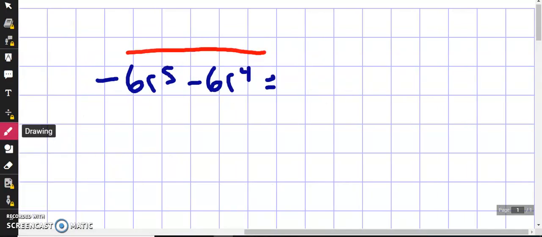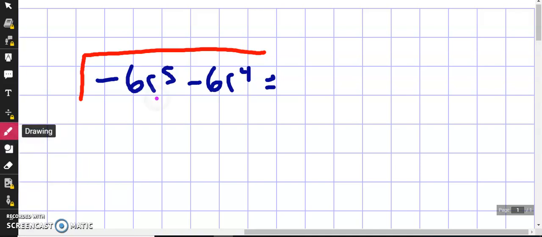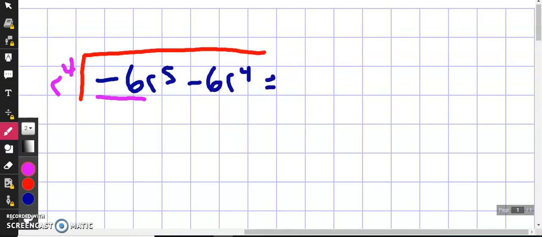So once again, I'm going to make my little box. I'm going to look for the greatest common factor. So when I look at my variables, once again, I see r in both terms, so I'll bring that to the front. This one has an exponent of 5. This one has an exponent of 4, so I'm always going to write down whichever is the lowest number. When I look at the coefficients, I see negative 6 for both, so I'll bring that to the front.